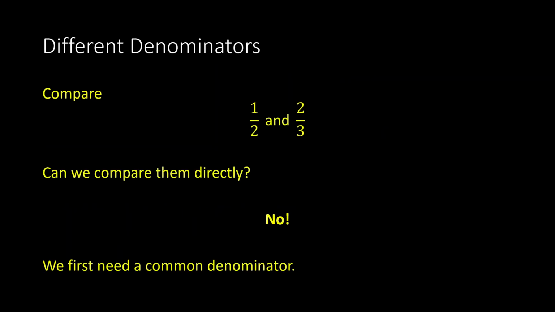How can we compare 1 over 2 and 2 over 3 without the pictures? And also, how do we know to divide into 6 pieces as we did in the previous picture? So in order to compare 1 over 2 and 2 over 3, we need to express both these fractions as fractions with the same denominator.